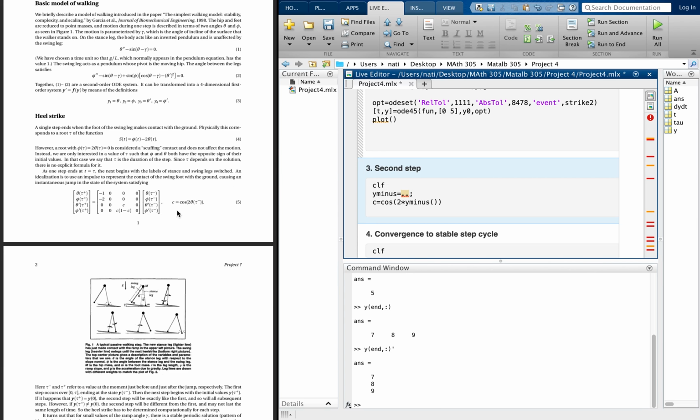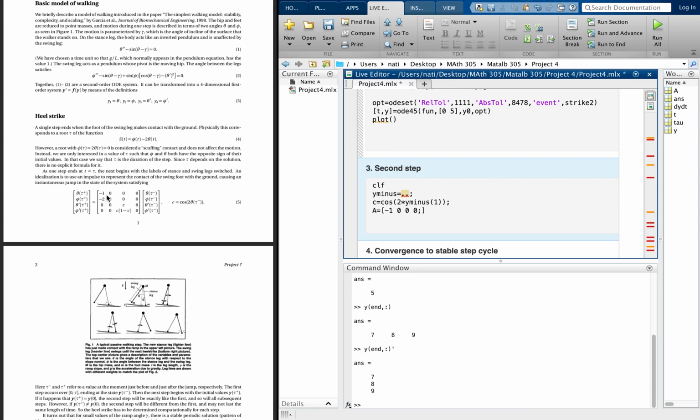But we want theta because it's cosine 2 theta, so we want a cosine 2 times y minus 1 times y minus 1. Now that makes our c value here, which is this expression here. Now you have to make the matrix. To make the matrix, remember that between rows you use a semicolon, so it would be minus 1, 0, 0, 0, then a semicolon, and then the next line, and the next, and the next, until you have a 4 by 4 matrix.